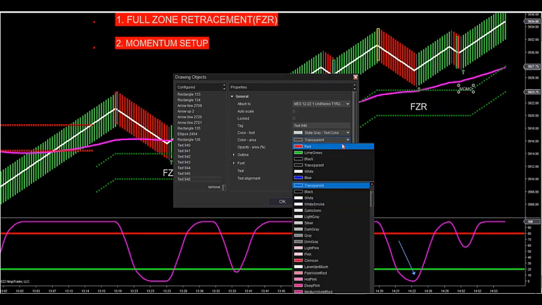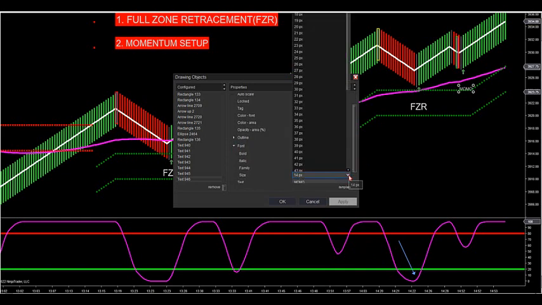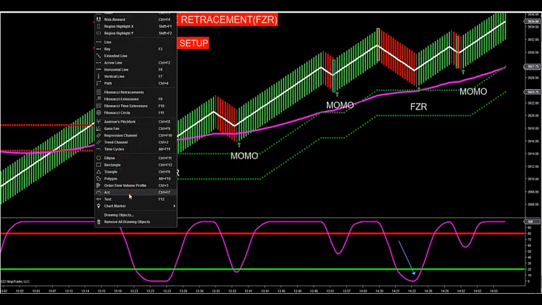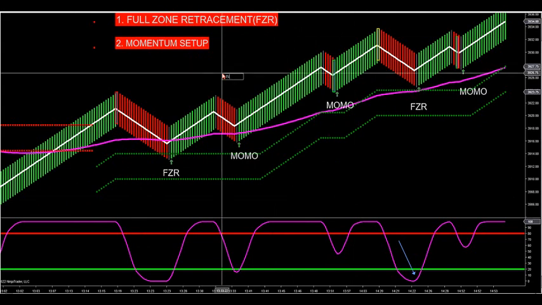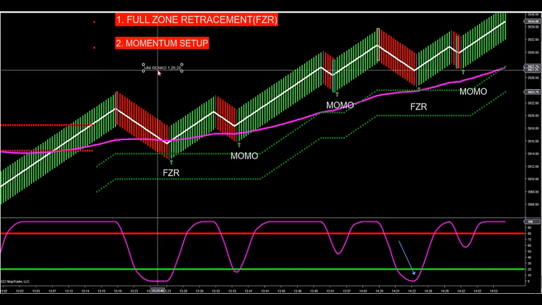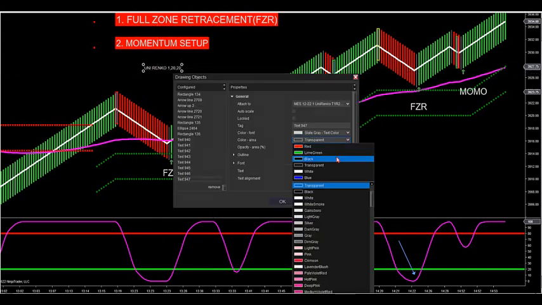All right, so those are the two setups we look for. Either it's an FCR or a MOMO. And this is off the 1/20/20. Put down so you understand it. Uni Renko 1/20/20.